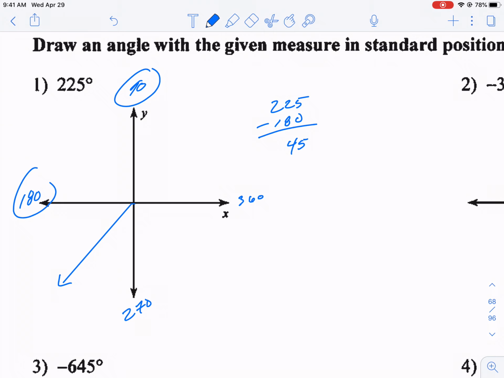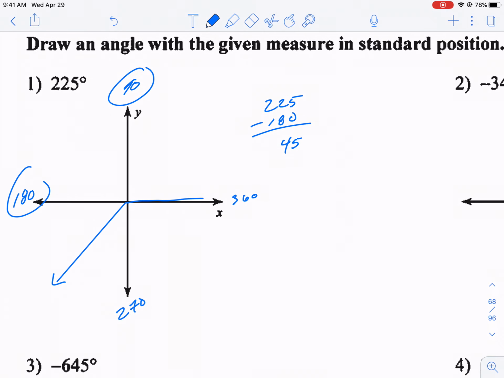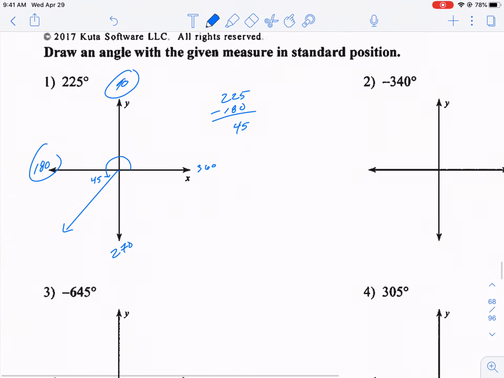So that's where our ray goes, right? And there's this ray here. We generally don't draw it in. It's kind of an implied one. What we're going to do is show that we've opened in the positive direction. And we're also going to mark this as 45 degrees so that we can see that it is 45 degrees bigger than 180. Okay, let me do another positive angle.